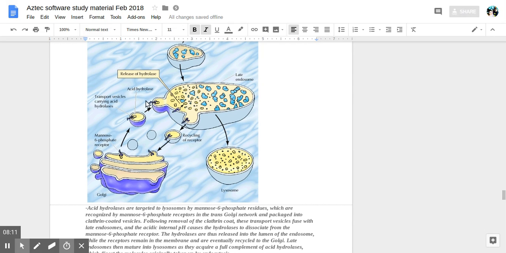Hydrolases are the acids inside the lysosomes that break down various molecules: sugars, nucleic acids, carbohydrates, whatever needs to be broken down. And transport vesicles help, so budding of vesicles.